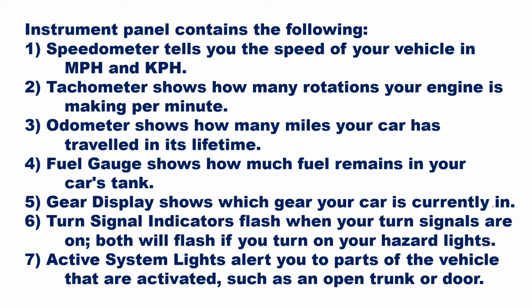Okay. Then you have a fuel gauge, which shows how much fuel remains in your car tank. Then you have a gear display, which shows which gear your car is currently in. Then you have turn signal indicators, which flash when your turn signals are on. Both will flash if you turn on your hazard lights. Then you have active system lights, which alert you to parts of the vehicle that are activated, such as an open trunk or door.